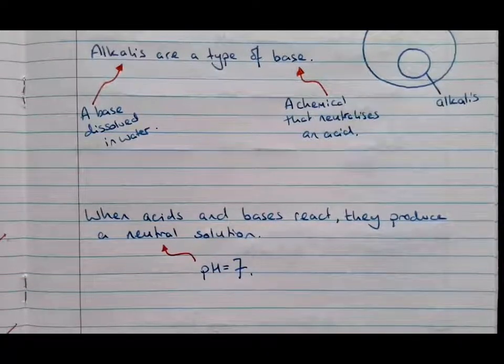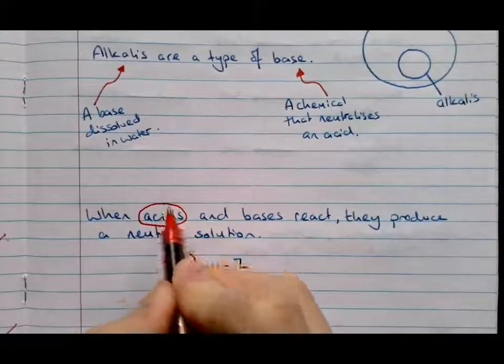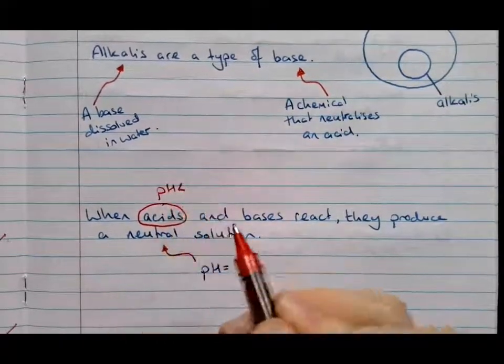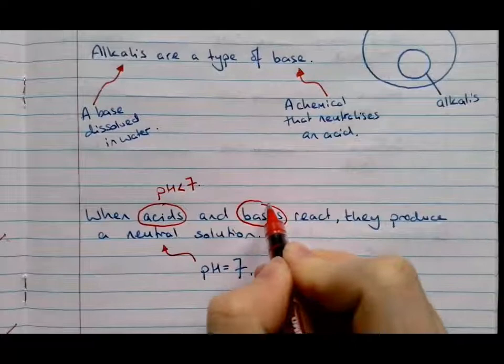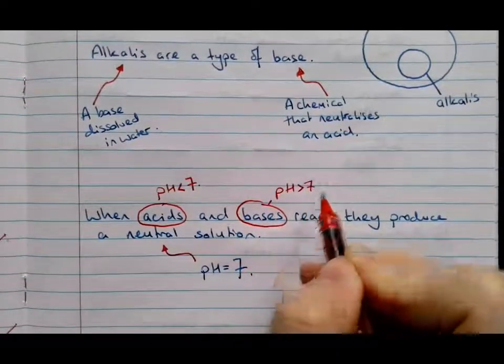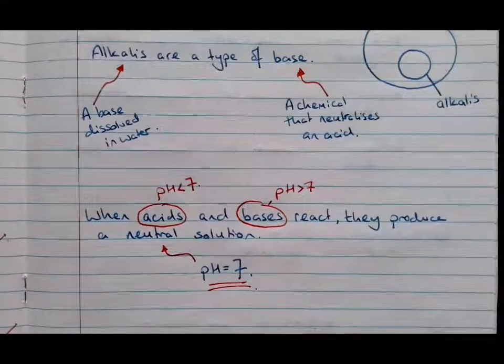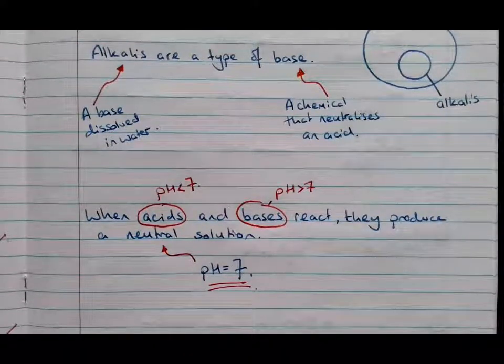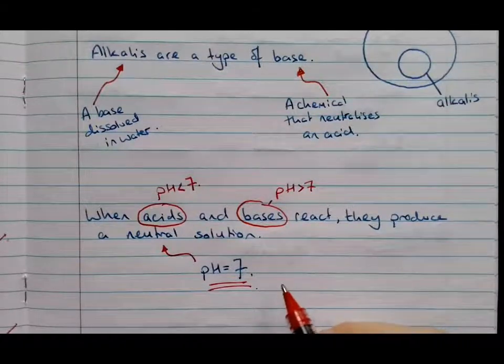7. So acids, these guys here, have pHs of less than 7, and bases, these guys, have pHs of greater than 7, and when they react together they're going to produce a neutral solution which has a pH of 7. When we're in the lab we'll be able to do some of these experiments and you'll see how it works. Now we can test whether or not this happens by using an indicator.